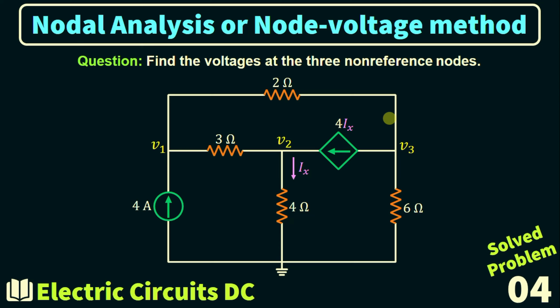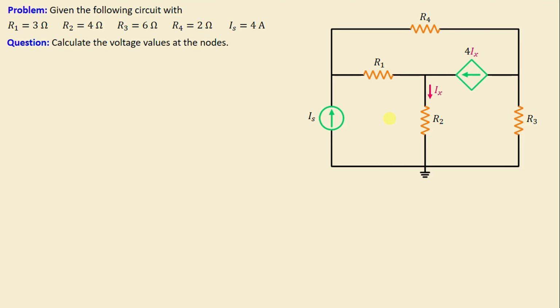Solve the problem number 4. Let's consider this network consisting of 4 resistors labeled R1 through R4 as well as an independent current source IS. Additionally, we can observe the presence of a dependent source, especially a current-controlled current source. The question now is to calculate the voltage values at the nodes. Let's move on to the solution.